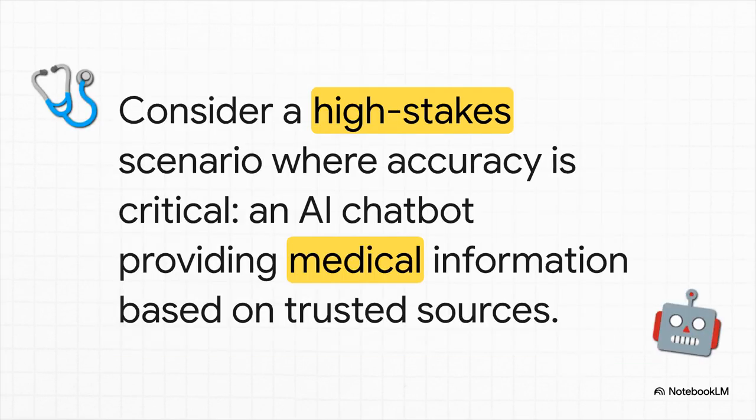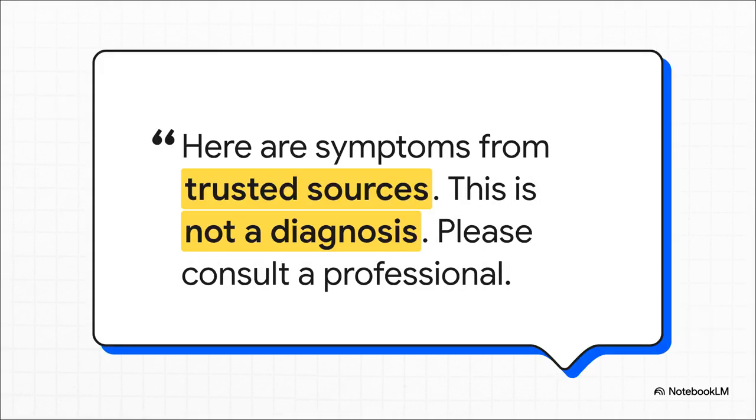Okay, now let's raise the stakes a bit. Let's talk about a scenario where getting it right isn't just convenient, it's absolutely critical, like an AI tool for medical information. This is where RAG really shows its power. The system can be fed a library of trusted medical research. So when you ask it something, it provides a helpful, fact-based summary. But what's really crucial here is that because it knows exactly where it got its information, it can also be programmed to add that super important disclaimer at the end. That doesn't just make the AI smarter, it makes it safer and more responsible.